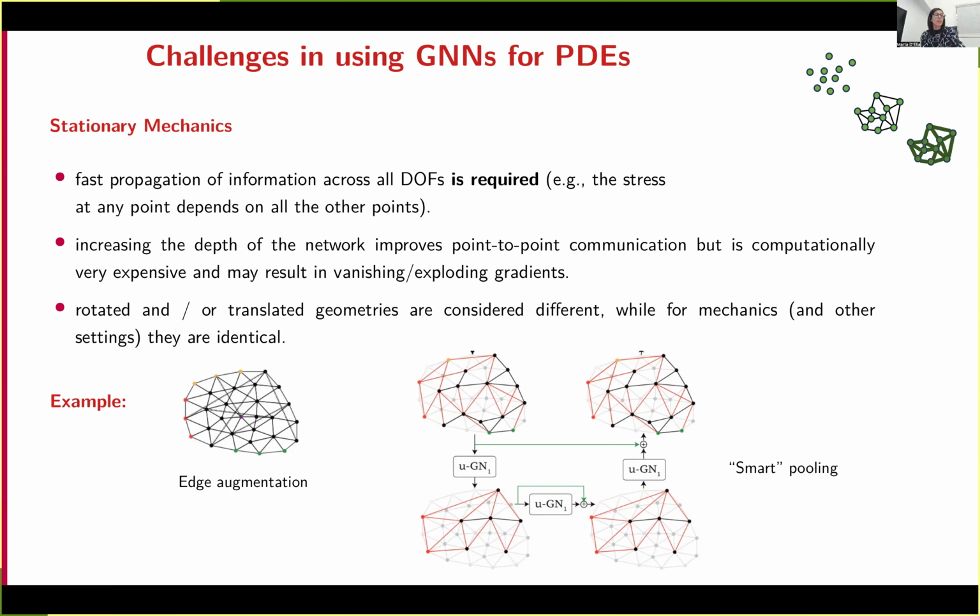Another issue with the basic architecture is that rotated or translated geometries are considered completely new geometries, while we know that in mechanics, even if we rotate or translate a body, the results should be identical. So in the past, to take care of the first problem, the fast message propagation, we introduced a couple of approaches.